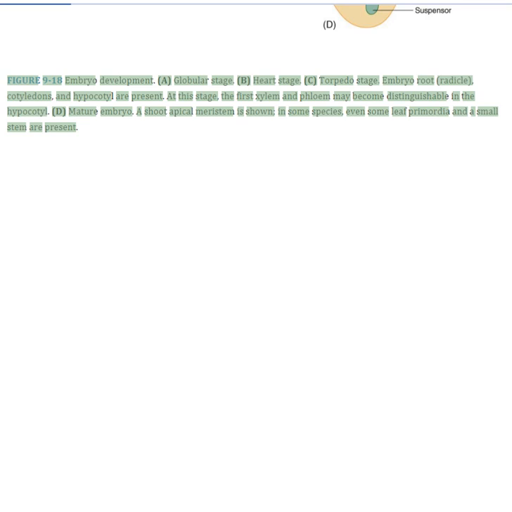Figure 9:18. Embryo development. Globular stage, heart stage, torpedo stage.